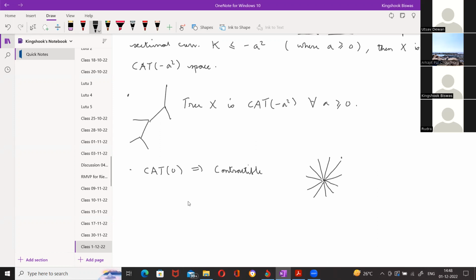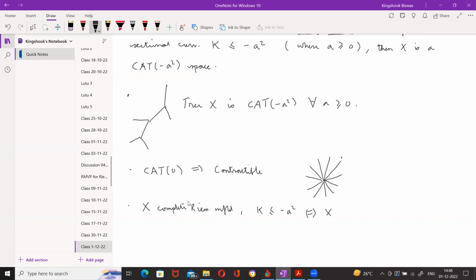So for a Riemannian manifold, if X is a complete Riemannian manifold, then the curvature of X is less than or equal to minus a squared if and only if X is locally CAT(-a squared). That means every point has a ball around it which is CAT(-a squared).